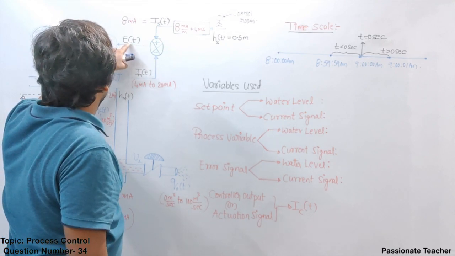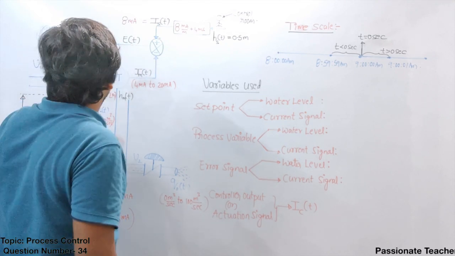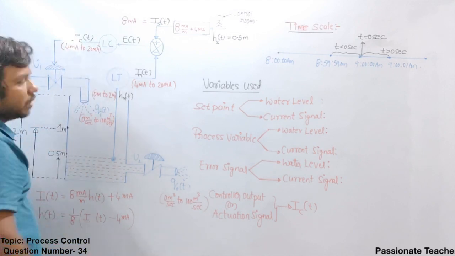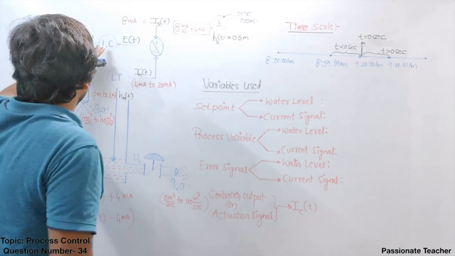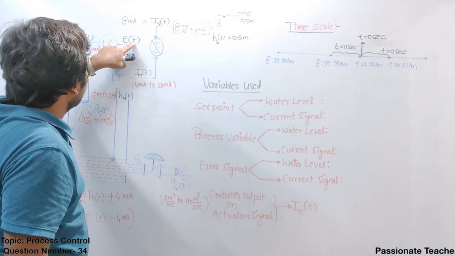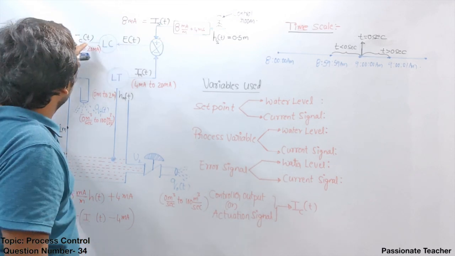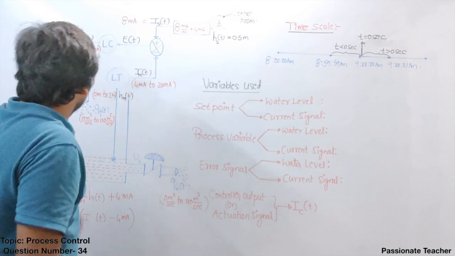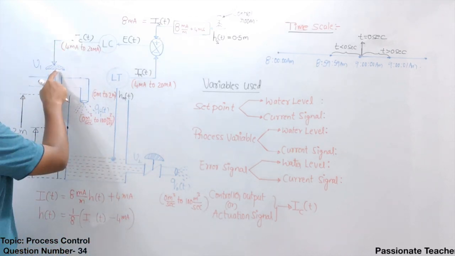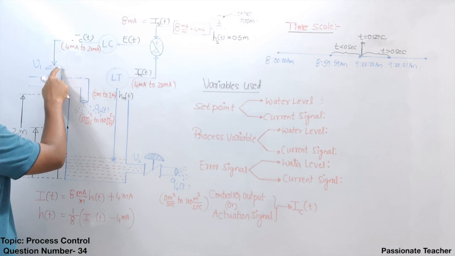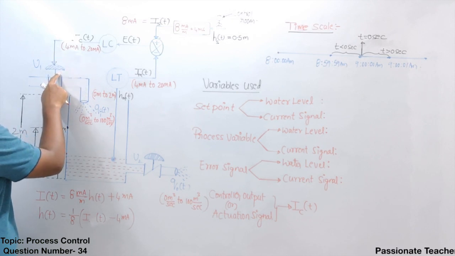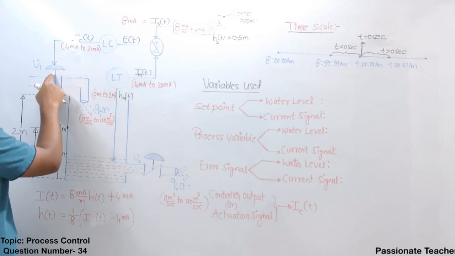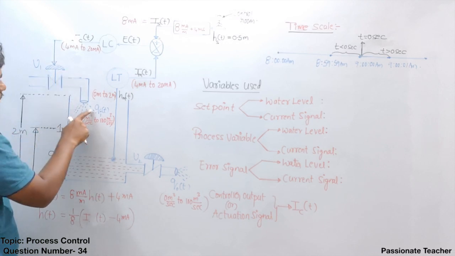And this error E of t will be taken by the level controller and it will generate current in the standard range of 4 milliampere to 20 milliampere. Now it is the duty of the controller, based on the error it is recognizing, to generate different amounts of current in the range of 4 milliampere to 20 milliampere to turn this valve, because this is an electrically actuated valve. If the current applied to this valve is changed, then the position of the valve is going to change. If the position of the valve is changing, then the flow rate is going to change.